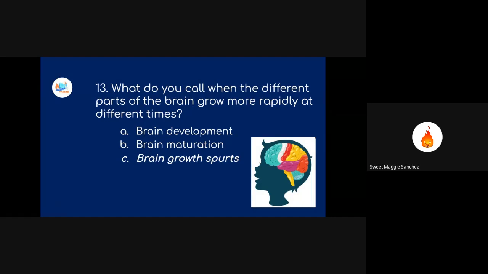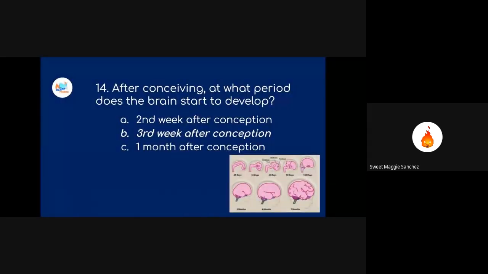Okay. Number 14, after conceiving, at what period does the brain start to develop? So, I hope makita yung illustration sa inyong device. But the correct answer is third week after conception. So that's around mga 20, 25 days. Okay. So around those period.